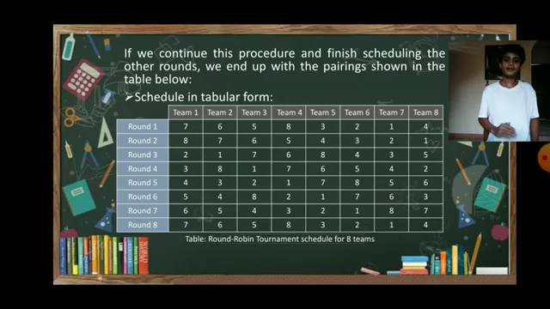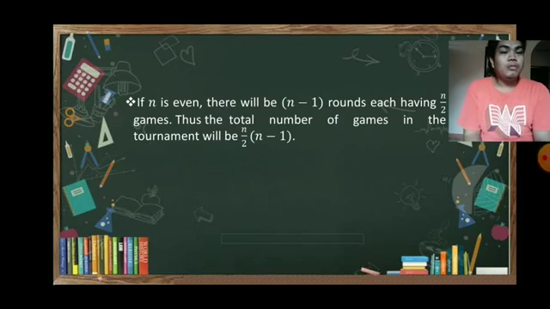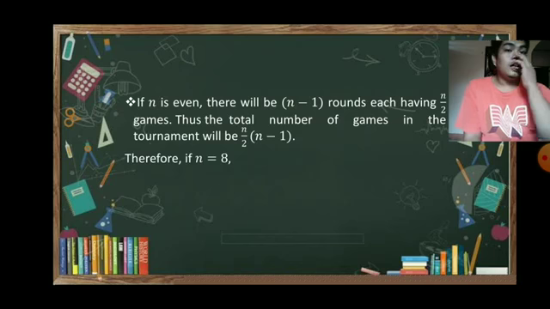If we continue the process up to round 8, the tabular form represents the result of it. So if n is even, there will be n minus 1 rounds, each having n over 2 games. Thus, the total number of games in the round robin tournament will be n over 2 times the quantity of n minus 1. In the example, n is equal to 8.